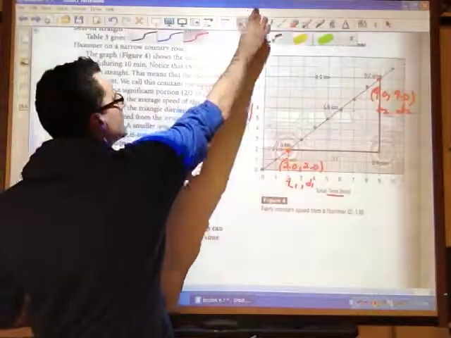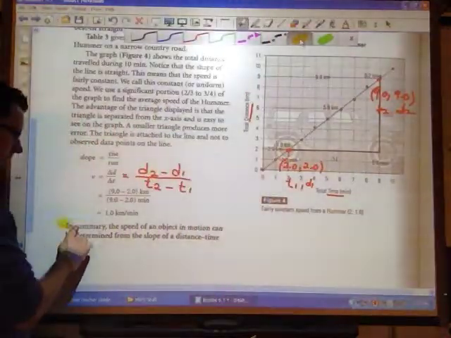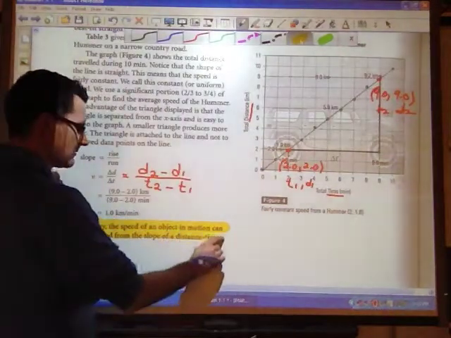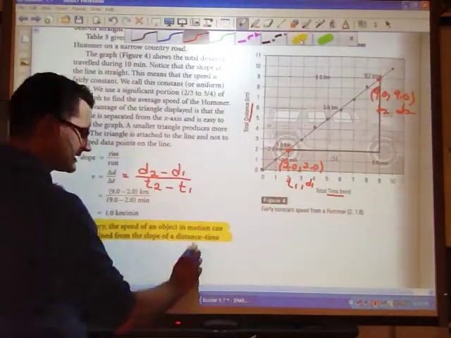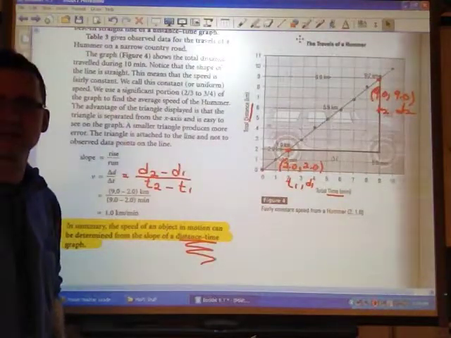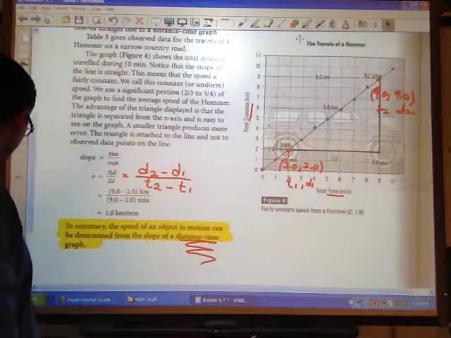So of course, over here at the end, in summary, you may want to highlight this. The speed of an object in motion can be determined from the slope of the distance time graph. So it only works for a distance time graph. The slope of that gives you speed.